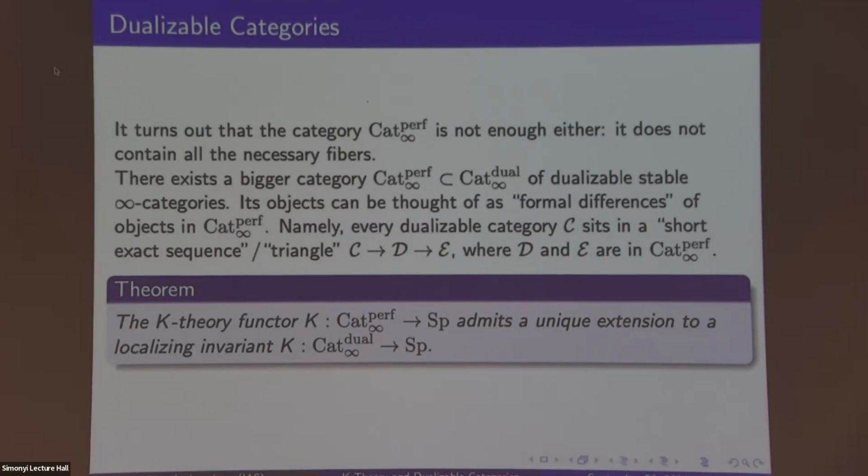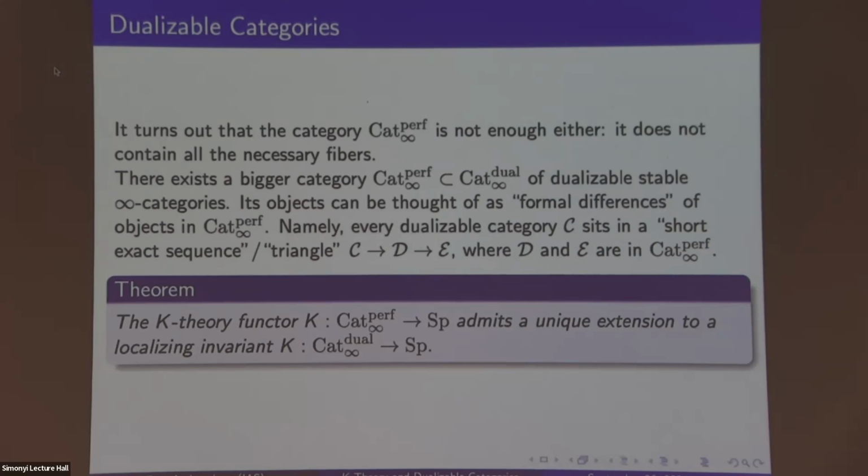Now I want to say this is actually not enough either. Take this category of nice categories, and it turns out it does not contain all necessary fibers. So let me formulate it like this: there exists a bigger category of dualizable stable infinity categories, which contains this category of nice categories. Its objects can be thought of as formal differences of objects in the world of nice categories. So if you wish, you can call them virtual nice categories, analogous to virtual vector bundles.